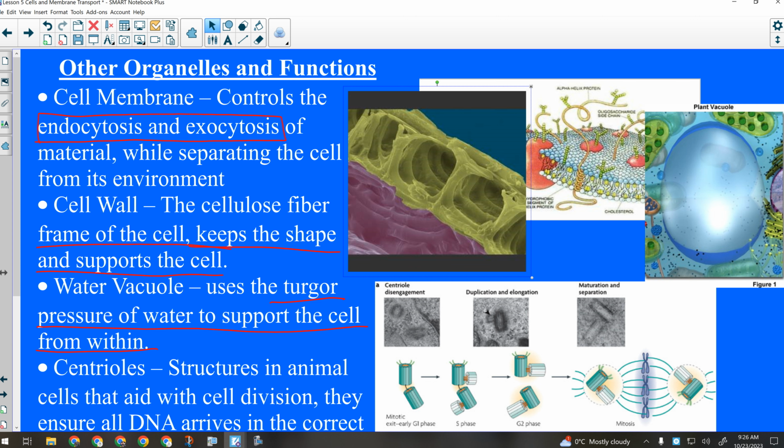Turgor pressure is the water pressure within that filled vacuole. Okay? If the water vacuole begins to empty, the plant will wilt because it is not capable of supporting itself without the combination of cell wall and water vacuole.